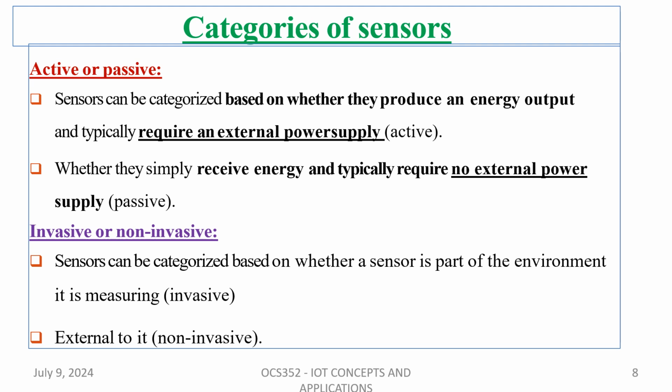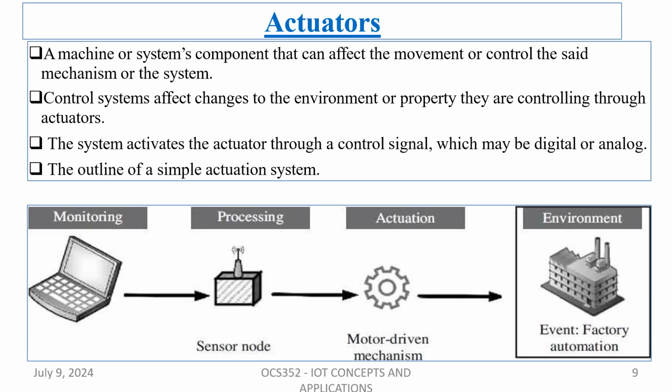Sensors may also be categorized based on whether the sensor is part of the environment being measured, which is invasive, or external to it, which is a non-invasive category. An actuator is a machine or a system component that can affect the movement or control the mechanisms of the system. Control systems affect changes to the environment property they are controlling through actuators. The system activates the actuator through a control signal, which may be digital or analog.